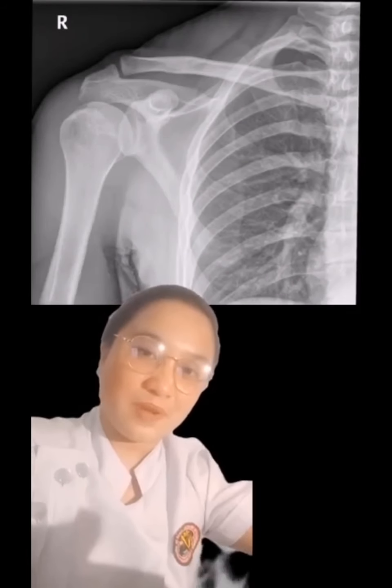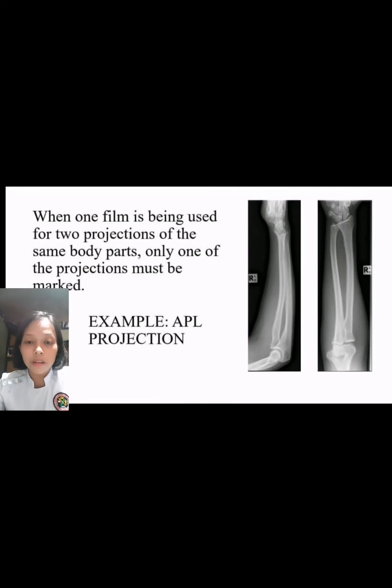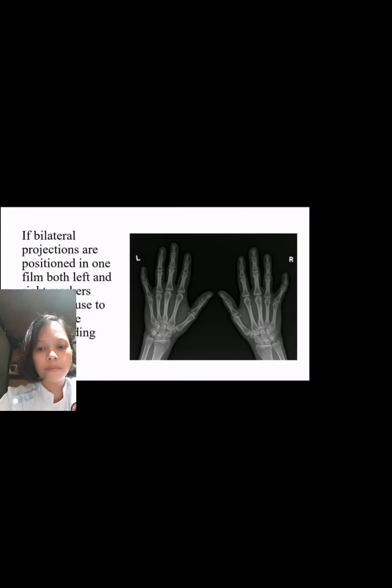or follow-up. For example, we're going to use APL projection of the forearm. So APL has two exposures, the AP projection and the lateral projection. So in the forearm, since maliit lang naman siya, so only one projection must be marked. For indications, in AP exposure, we will put L if it's on the left hand of the patient. In lateral projection naman, we will put R if nasa right naman.